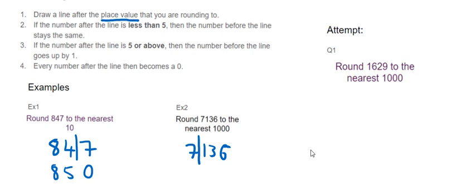So the number after the line here is 1, so that's much less than 5. So therefore the number before the line, the 7, will just stay the same. So that stays as a 7. Every number after the line then will just become a 0. So 0, 0, 0. So 7,000. So 7,136 rounded to the nearest 1,000 is 7,000.